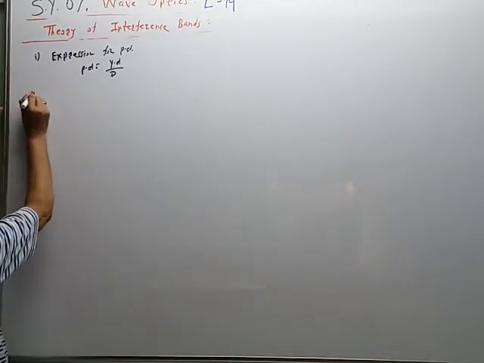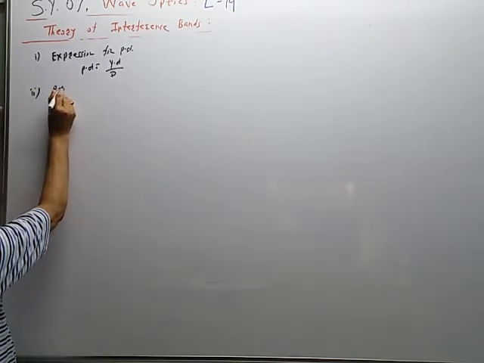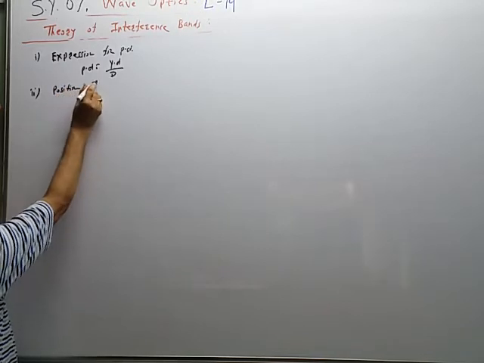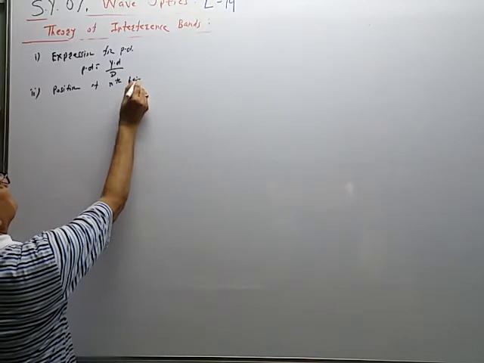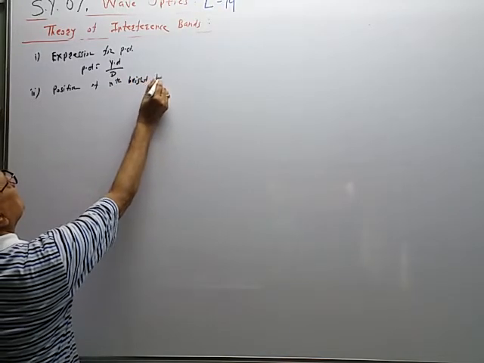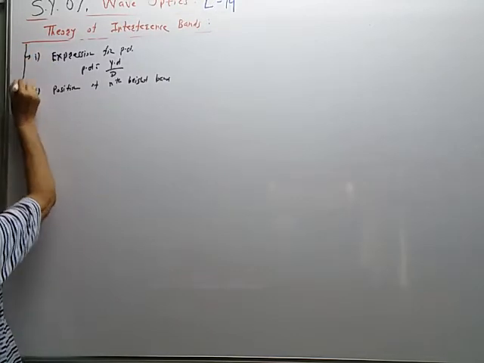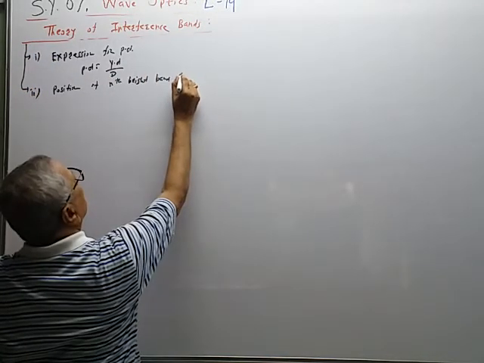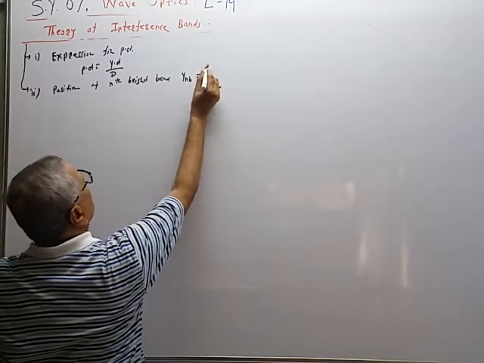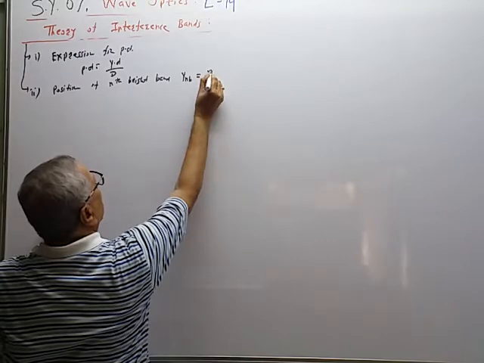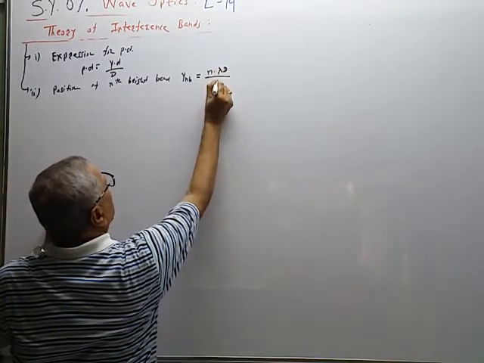Second one, we have fixed the position of the nth bright band. So it is given by yn b, for bright, and it is given by n into lambda into capital D upon small d.